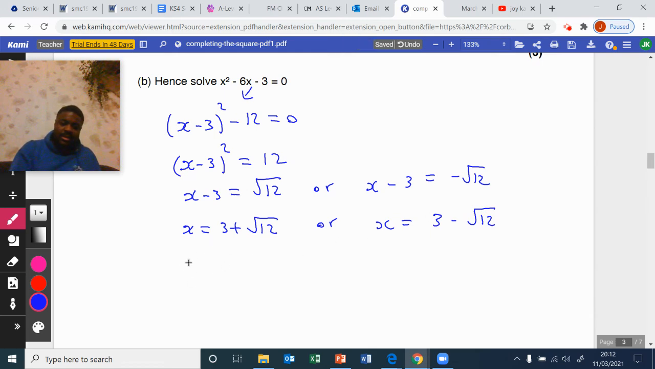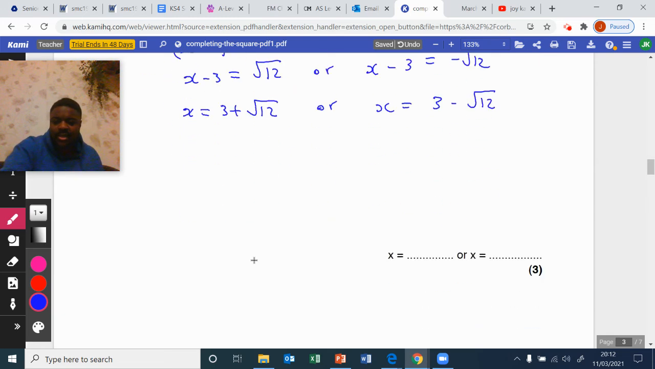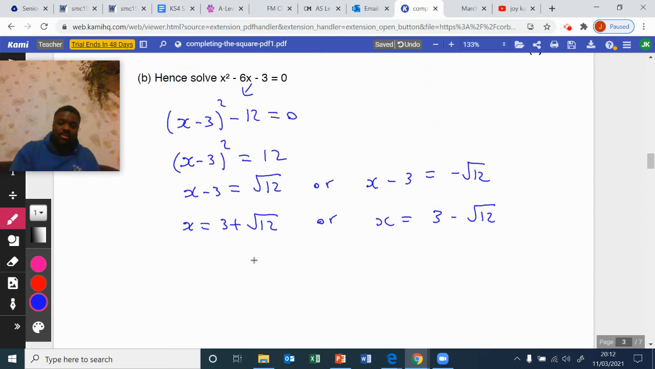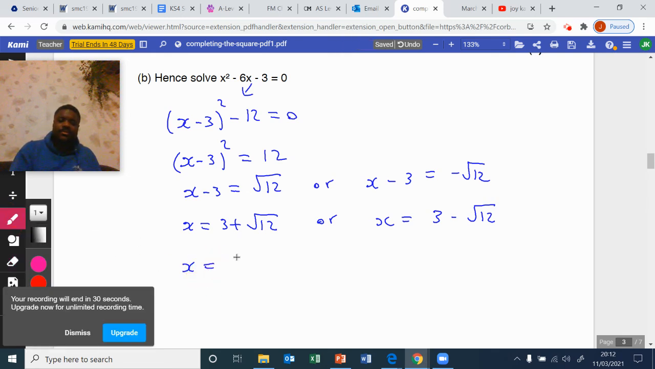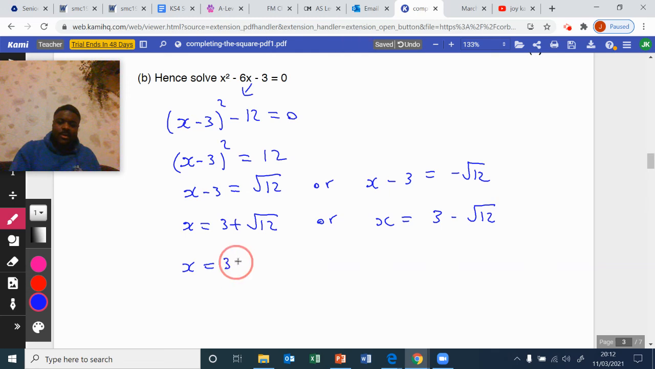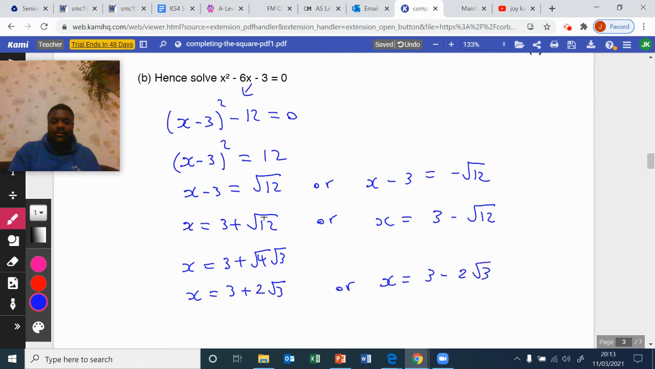Okay, and you can have these as answers because they haven't asked us to write it in a certain form. But if you want to practice your simplification of surds, we can write this as x equals 3 plus root 4 root 3, which is x equals 3 plus the square root of 4, which is 2, root 3, or x equals 3 minus 2 root 3, because again, root 12 can be written as 2 root 3. That's just a bit of practice of surds.